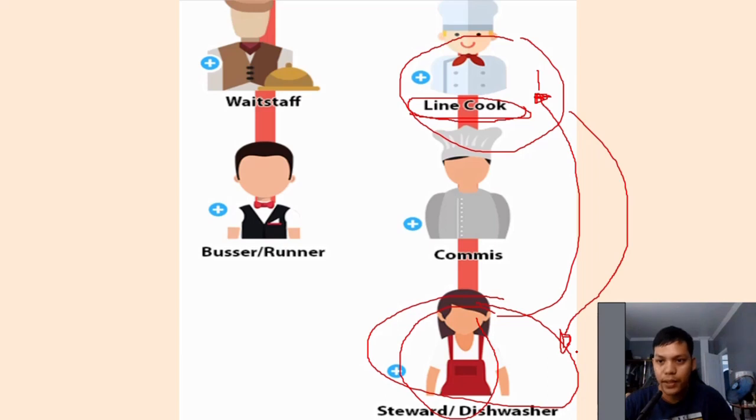So we are done with topic 1 and topic 2. Again, topic 1 talks about the different types of food and beverage establishment, and topic 2 is all about the different duties and responsibilities in the food and beverage department.